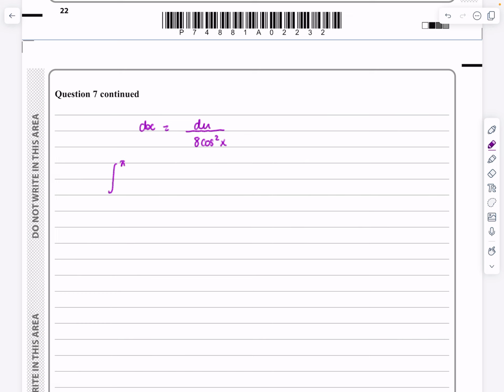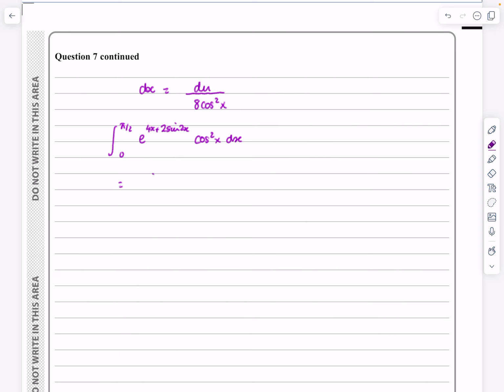We had the integral between pi over 2 and 0 of e to the 4x plus 2 sine 2x cos squared x dx, and we can now replace. We can now say the limits have changed to 2 pi and 0, e to the u, and cos squared x dx is going to work out to be du over 8.